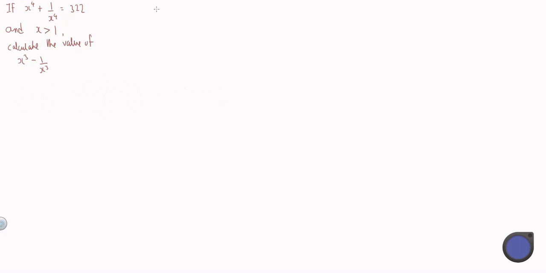So here we go. I'm going to start off by expanding this. I'm going to square this side, I'm going to square this, and the effect of that you'll see later on.